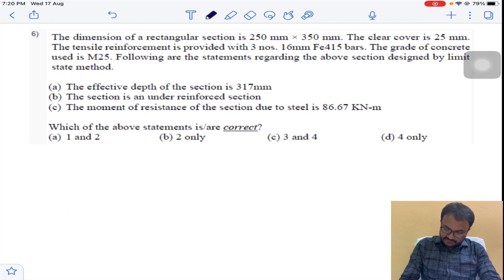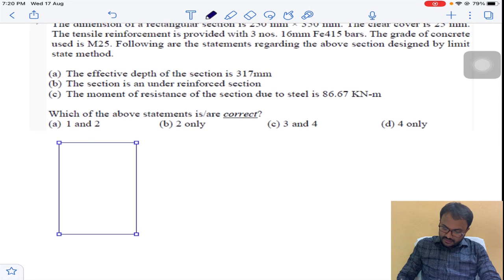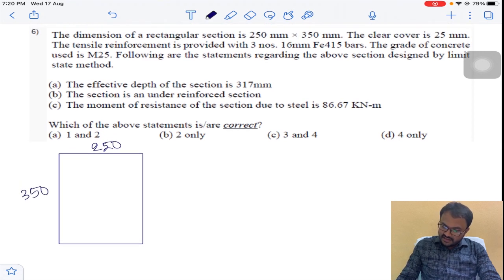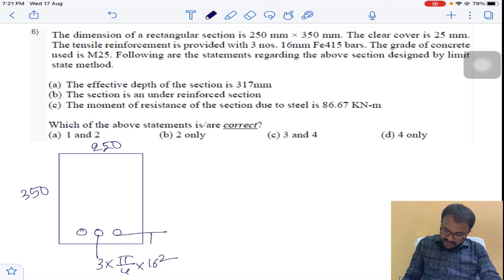So it is 250 and it is 350. The clear cover is, and he has provided 3 number of bars, 3 into pi by 4, 16 square, and the clear cover is 25 and the diameter of the bar is 16. Grade of steel M25 Fe415 bars, and he has given some depth.